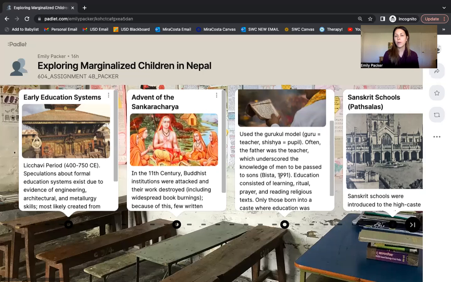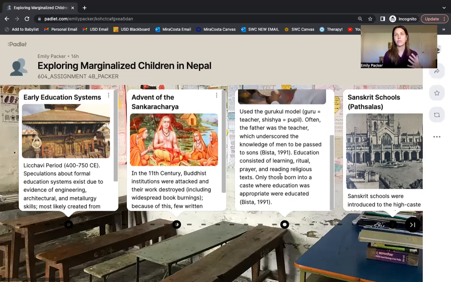So at this point, formal education was really in the form of tutoring. So gurus to their pupils, individual work. Another form of education at this time is between father and son, and not father and daughter, not mother and daughter, or mother and son, but traditionally father to son. And so in this case, the fathers were considered the gurus. And education consisted of learning, ritual, prayer, and reading religious texts.